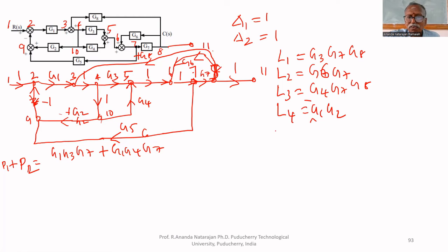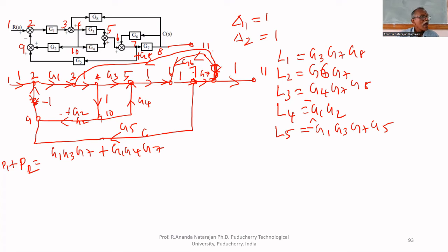One more feedback, L5. L5 equal to G1, G3. I am following this path 2, 3, 4, 7 through G5, I can come. G1, G3, I cannot travel this way. Therefore, G1, G3, G7 and G5. That is one more, G5. Any other loop?